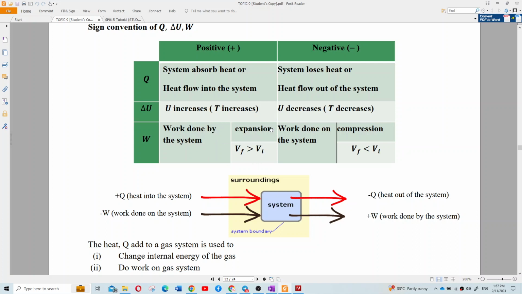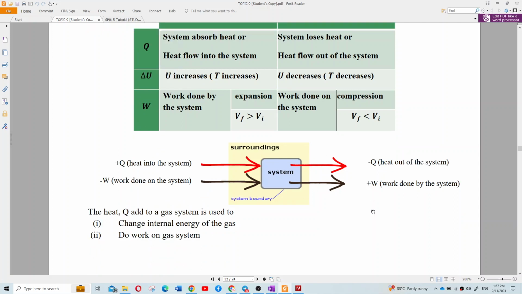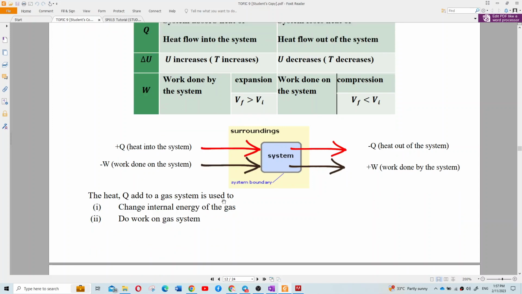Work done by the system means expansion. So volume increases, expansion. So this will also cause the internal energy inside the system to decrease, just like heat flow out from the system. So heat added to the system is used to change the internal energy of the system or do work on the gas system.